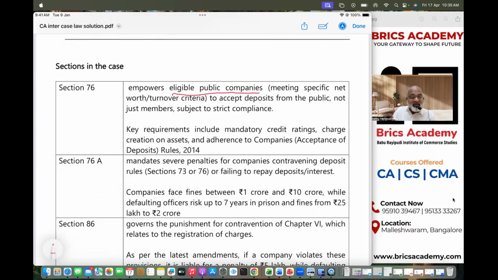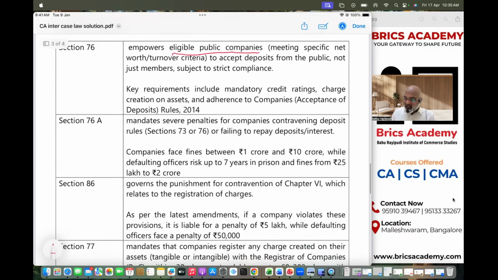If a public company wants to raise money from the public in the form of deposits, it has to be eligible. To be eligible, you have to follow the net worth and turnover criteria, and a special resolution has to be filed with the ROC. You got my point? That is one thing. Then credit rating, etc., you have to do.